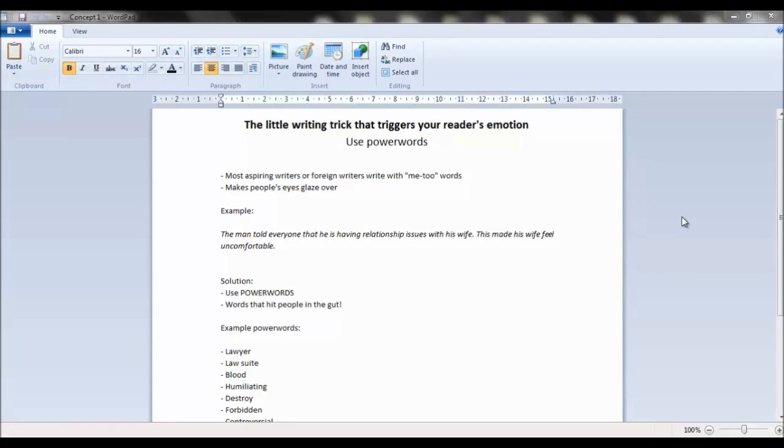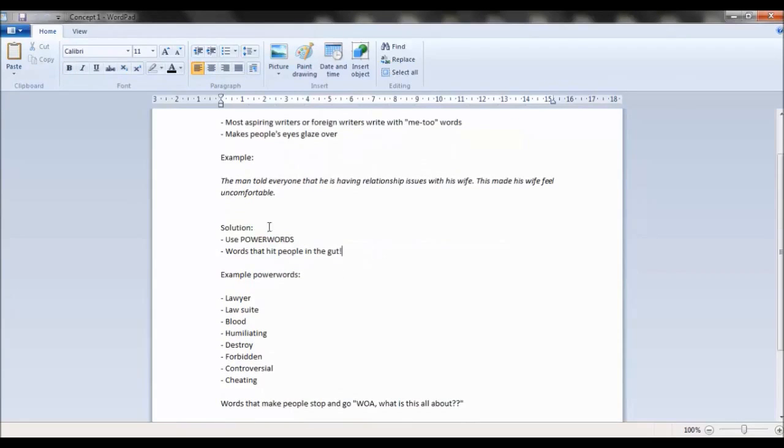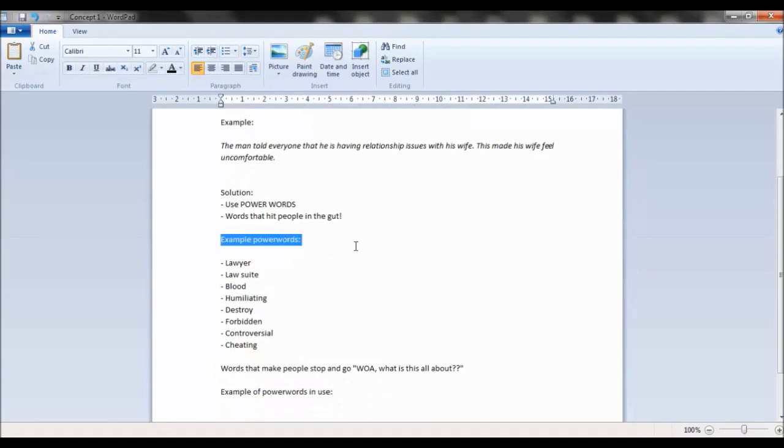An example of this: The man told everyone that he is having relationship issues with his wife. This made his wife feel uncomfortable. Pretty boring, right? So, like I said, the solution here is to use power words. Words that hit people in the gut. And this is what I mean. Examples of power words.